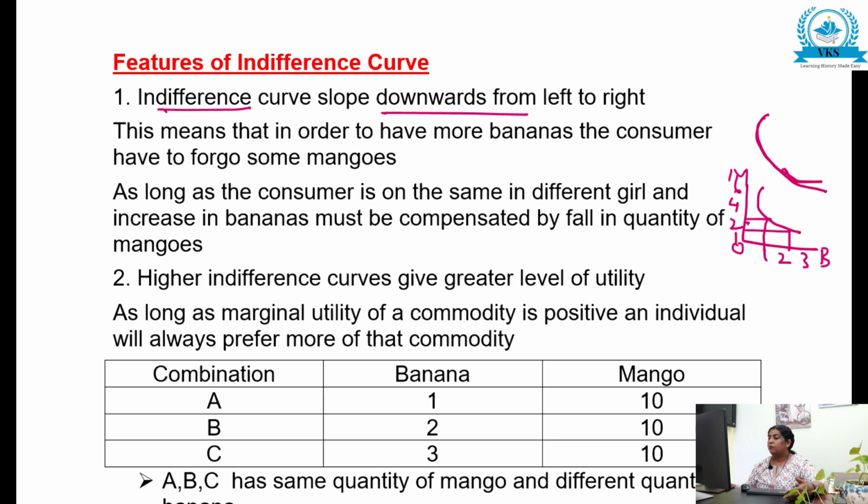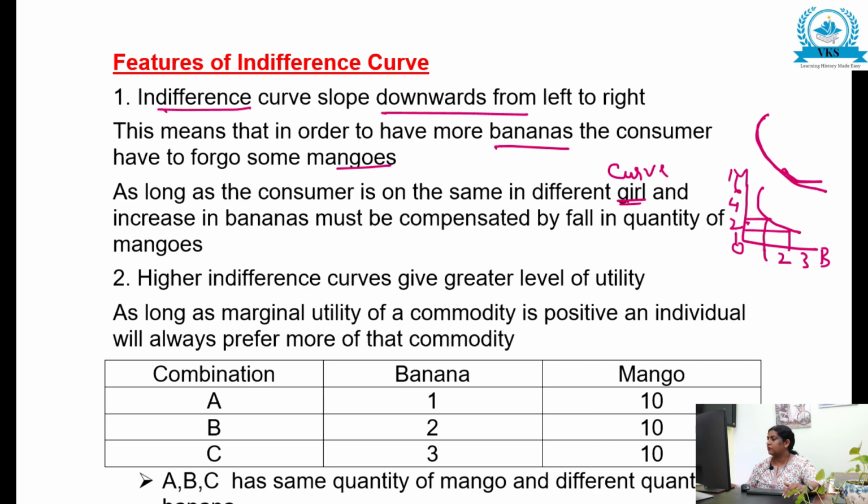So 1 mango, but the number of bananas is increasing. That means to have more bananas, the consumer has to forego some mangoes. As long as the consumer is on the same indifference curve, an increase in bananas must be compensated by a fall in the quantity of mangoes. So here, this is a typing mistake, it is indifference curve. So if the consumer is on the same indifference curve, an increase in bananas must be compensated by a fall in mangoes.